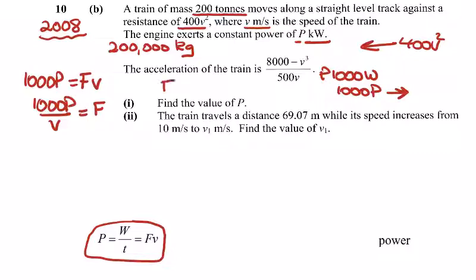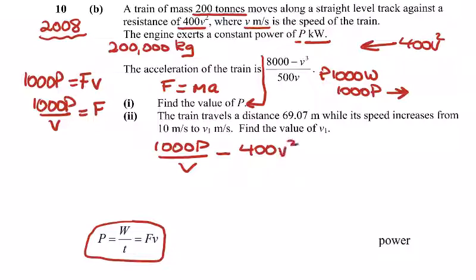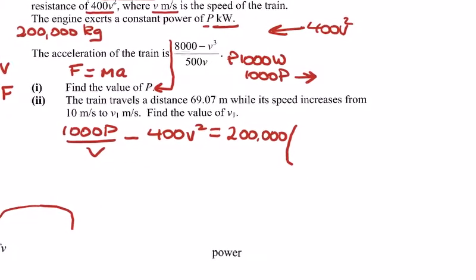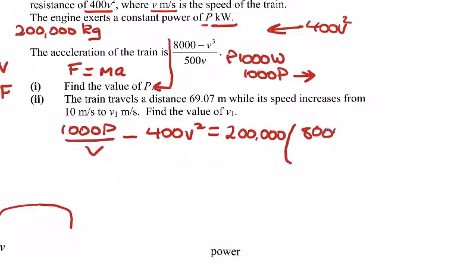So if we set up our equation, force is equal to ma, we should be able to solve for P in part 1, and we're given a. So we have 1,000 P over V driving it. The resistance is 400 V squared. That's equal to mass 200,000 times a, which is 8,000 minus V cubed over 500 V.